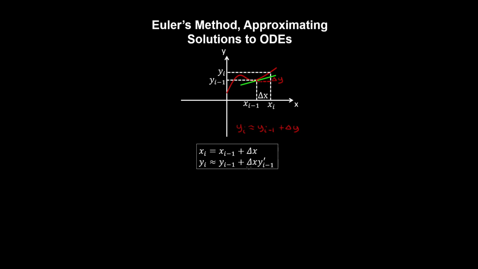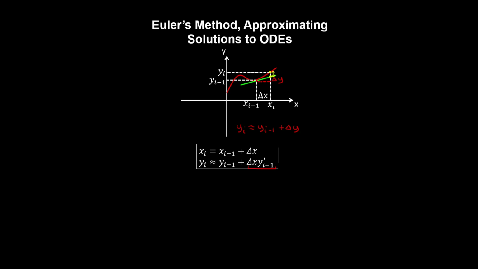And as we mentioned, delta y is equal to delta x by the slope of the tangent to the curve at xi minus 1. So you can see that the larger delta x is, the worse our approximation is. So this is the exact value, and this is our approximate value. So you're going to get a larger error as delta x becomes larger.